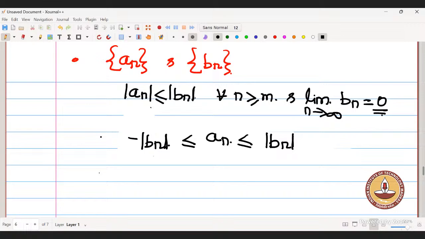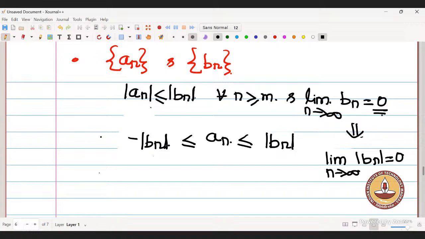As n tends to infinity, this b_n is going towards zero, right? Yes, sir, it is given. So it is just like the sandwich rule, sir. If the limit of b_n is zero and minus b_n also gives zero, then a_n will also be zero. Yes, that is basically it.